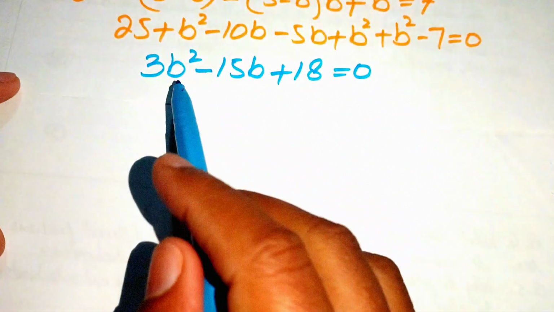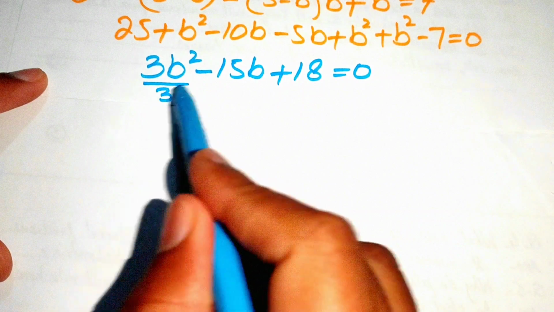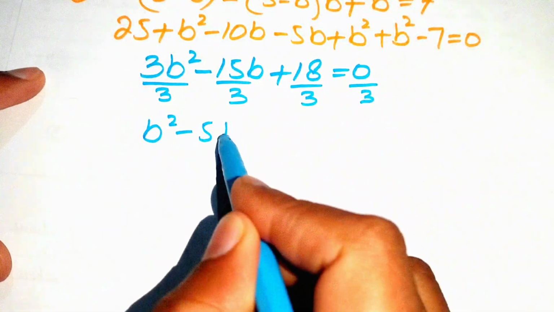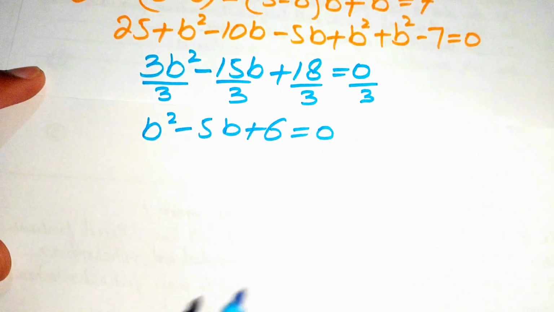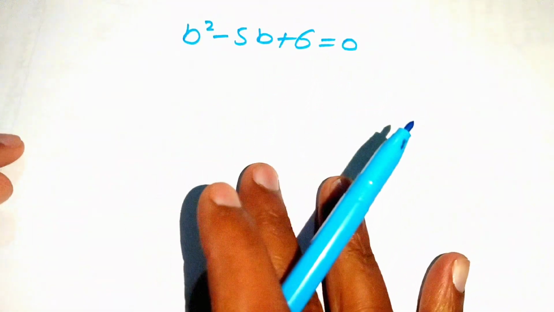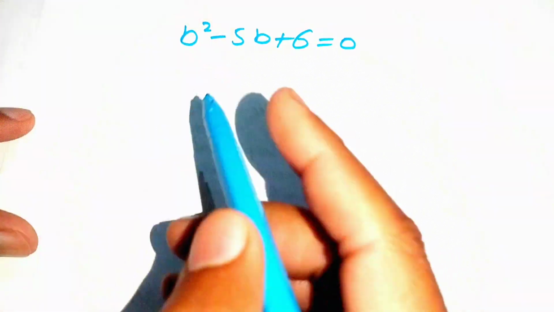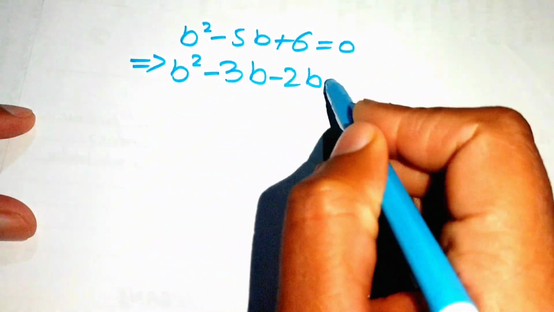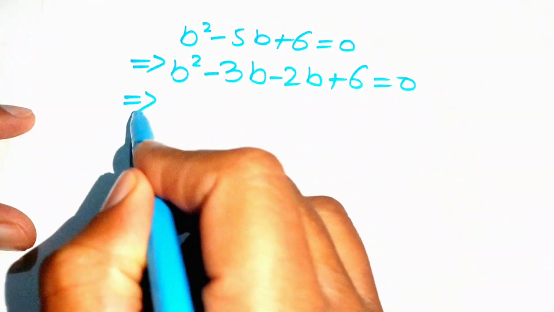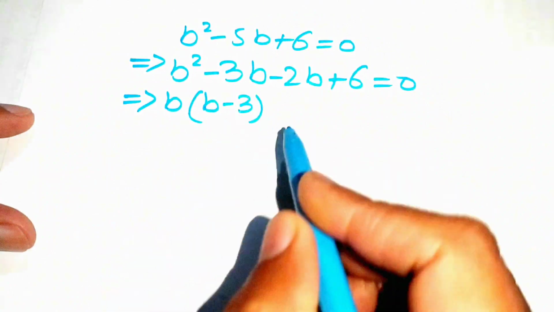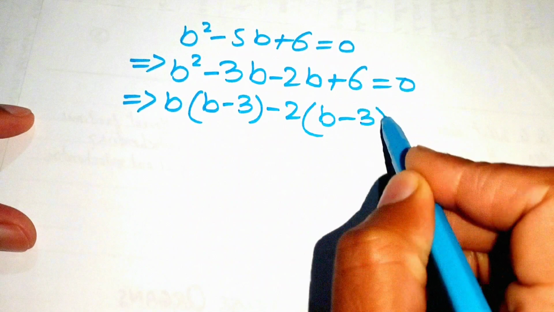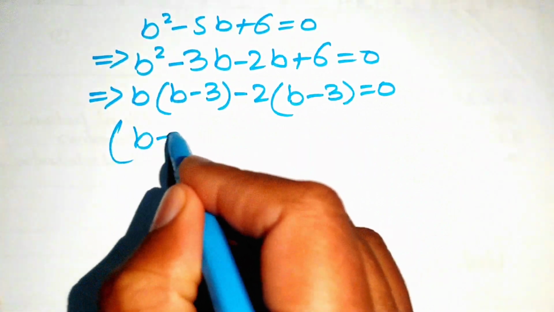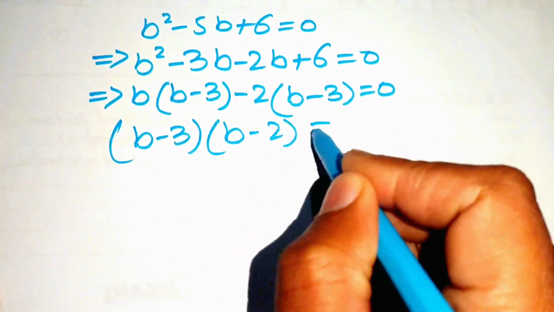In the next step, you see we have 3 as a common factor, so we divide each term by 3 on both sides, and we obtain b square minus 5b plus 6 equals 0. This is in quadratic form, and now we can easily factorize it. The factors are b square minus 3b minus 2b plus 6 equals 0. We take common b from the first two terms and get b minus 3, and take common minus 2 from the last two terms and get b minus 3. Now we take common b minus 3 from these two terms, and we get b minus 2 equals 0.